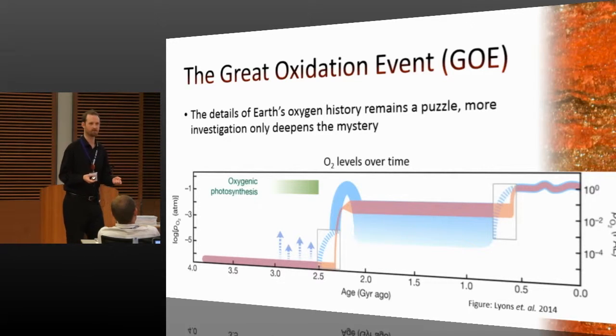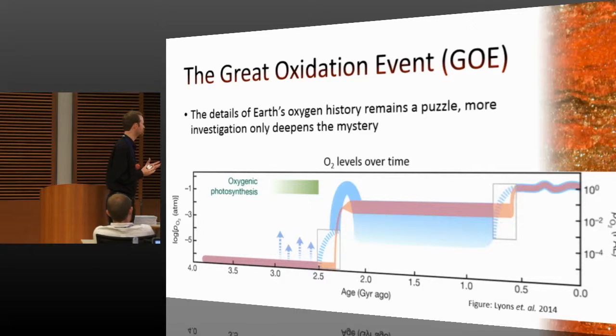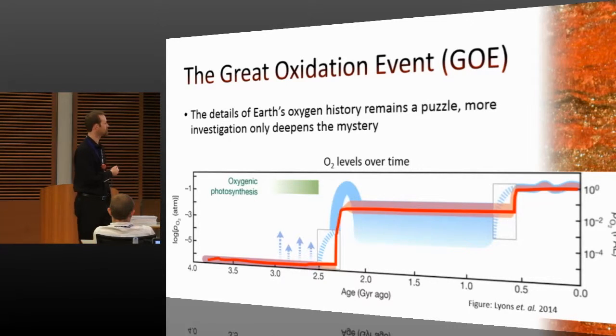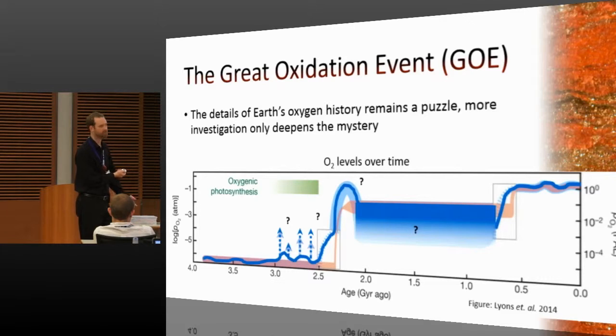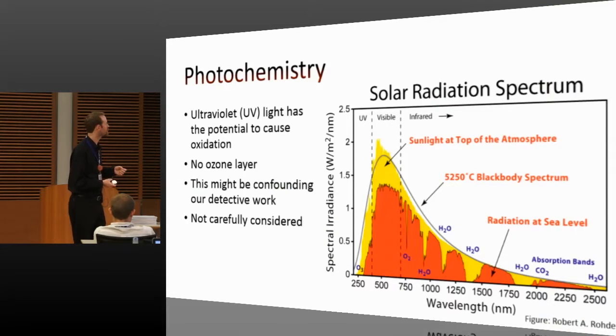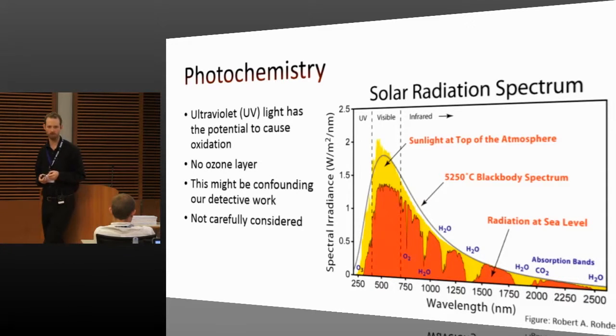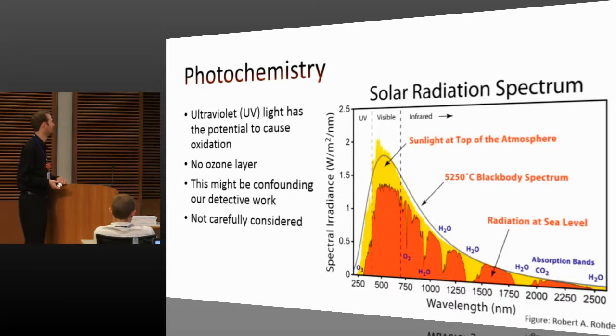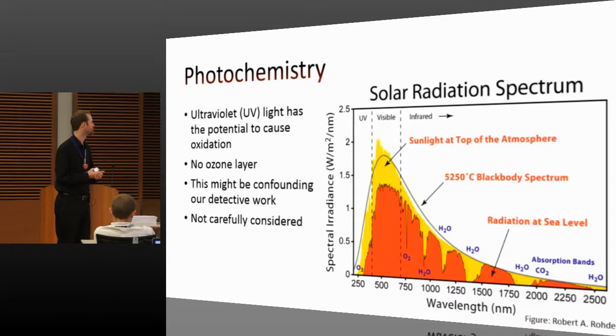For example, evidence of global atmospheric oxygen is about 2.5, 2.4 billion years old. But we have evidence of oxygenation on a local scale at 3 billion years ago. And all these investigations rely on geochemical proxies, some of which are very subtle effects of oxygen. But what's often ignored is photochemistry, the potential for ultraviolet light to cause this oxidation. And there was no ozone layer back then, too. So this might completely be confounding our detective work.